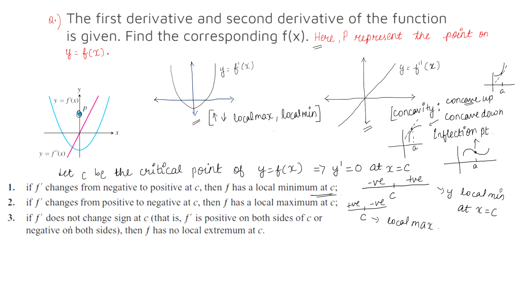And if f dash does not change sign at x equals c, that is, if this is a point c, here also the function is positive, then here also the function is positive. If here the function was negative, here also the function is negative. If we have no change in sign as f dash passes through x equals c, we say that x equals c does not have any extreme, x equals c is not an extreme point.